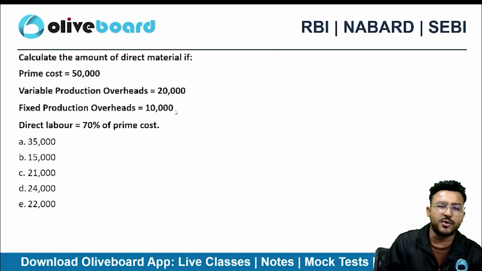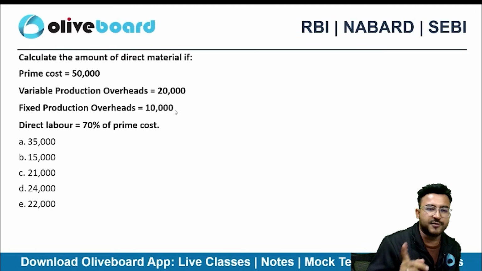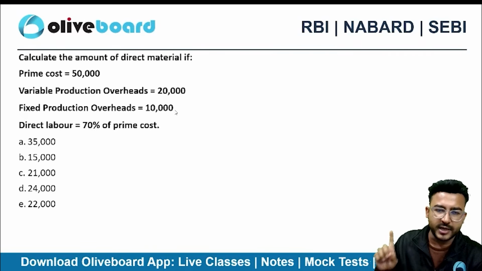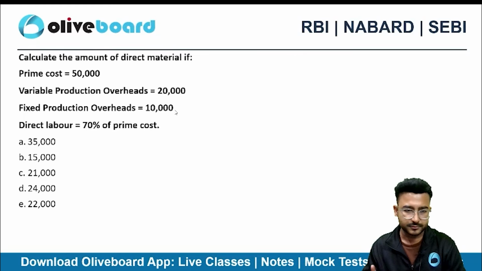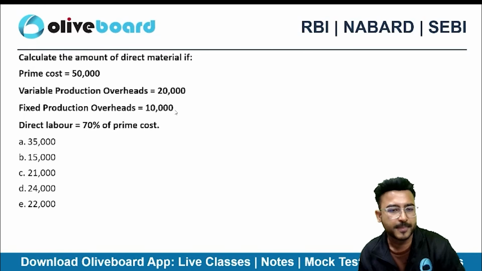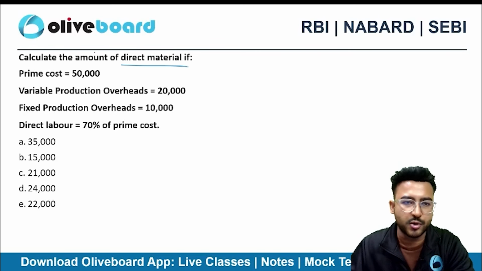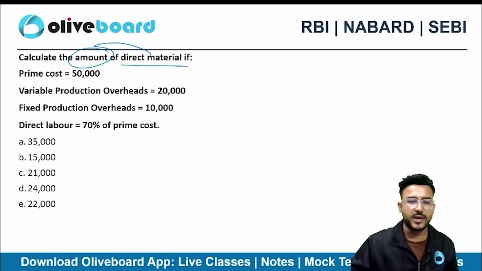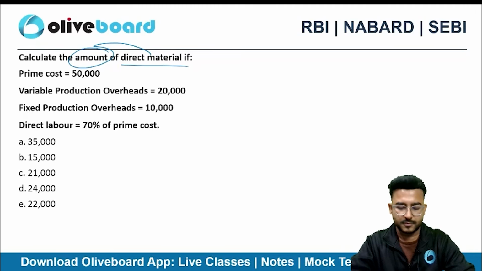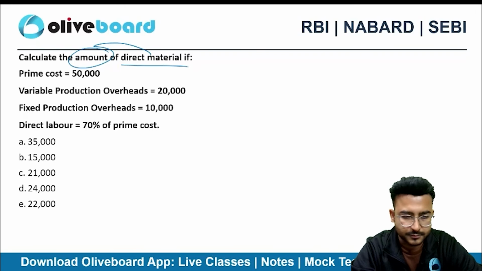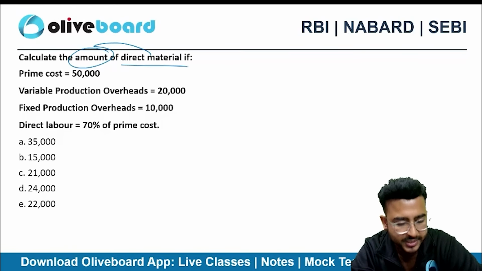Next one is related to unit costing, a very straight question, a very simple one. Prime cost, they have given you 50,000, variable production overhead 20,000, fixed production overhead 10,000, direct labor, which is 70% of your prime cost. What you need to calculate here is the amount of direct material. So what do you guys get? A very simple question, a very straight one.